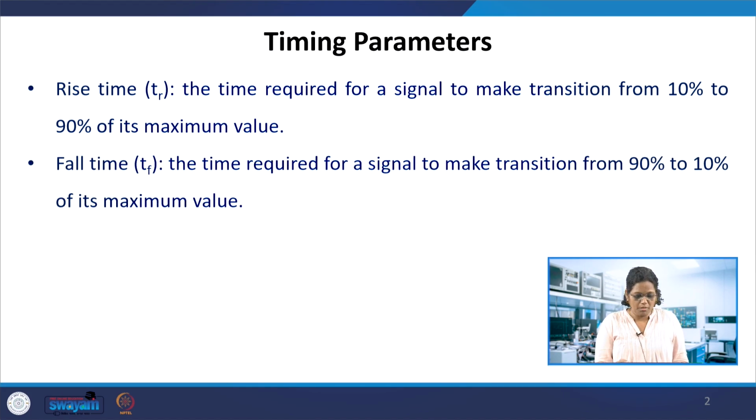And then the fall time is similarly from high to low, that is, from 90% of the maximum value to 10% of the maximum value. It is the time it takes for the signal transition. So this is from 0.9 of the maximum value to 0.1 of the maximum value, how much time it takes to transit from 0.9 to 0.1. That is termed the fall time, TF.